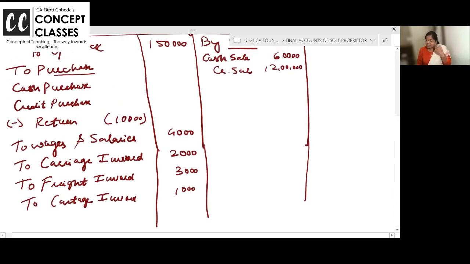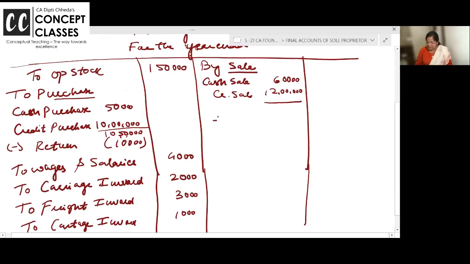Now we have cash purchase, so we will write cash purchase 50,000. We have credit purchase 10 lakhs, total 10,50,000. Then we have return inward. Return inward is sales return. So we leave the space and we will write sales return. Whatever I have sold, that has come back, return inward.